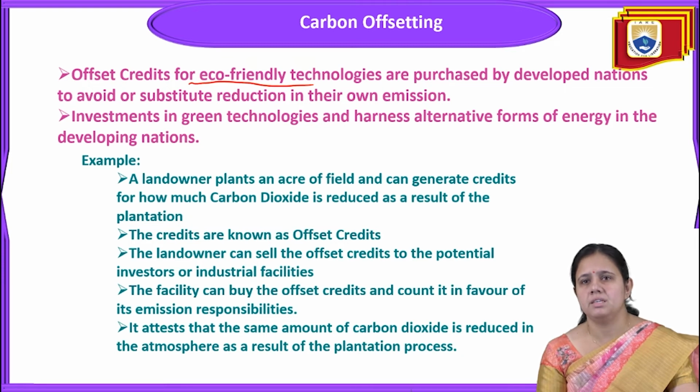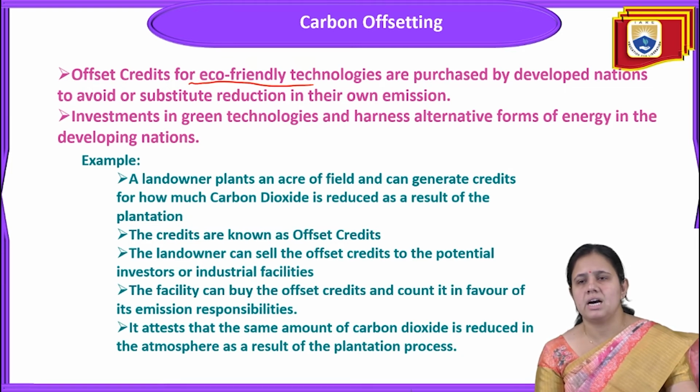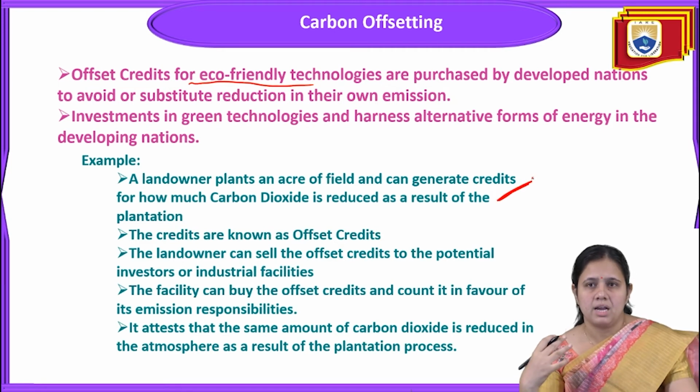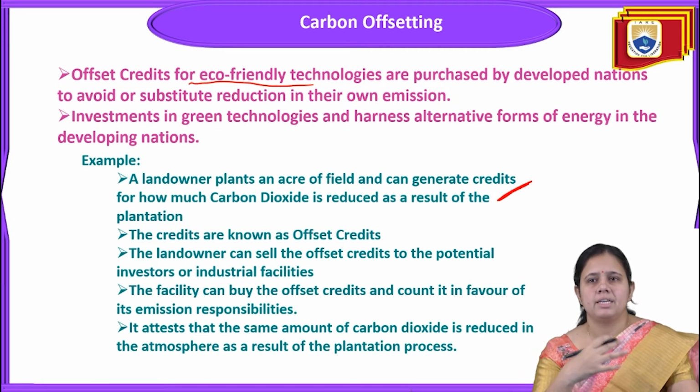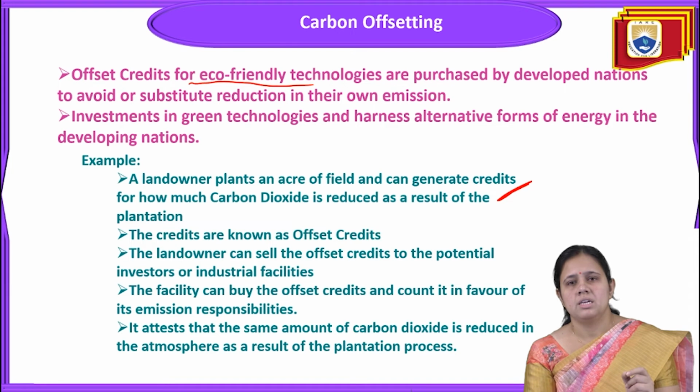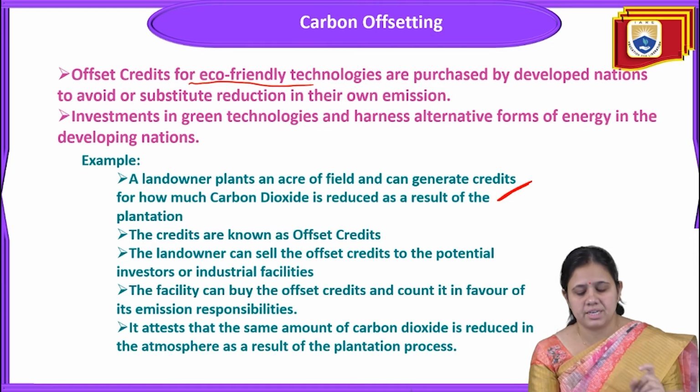And investment in green technology and harnessing alternative forms of energy in the developing country. So for example, a landowner plants an acre of fields and they can generate credits for how much carbon dioxide is reduced as a result of the plantation. A landowner can plant an acre of field and generate credits for how much carbon dioxide is reduced as a result of the plantation. The credits are known as offset credits.